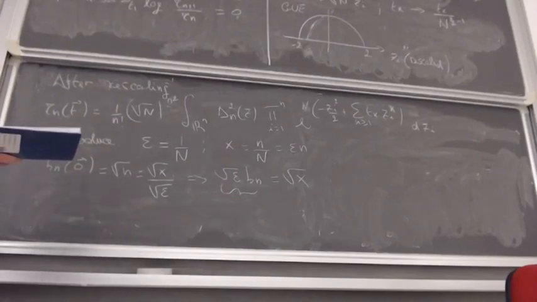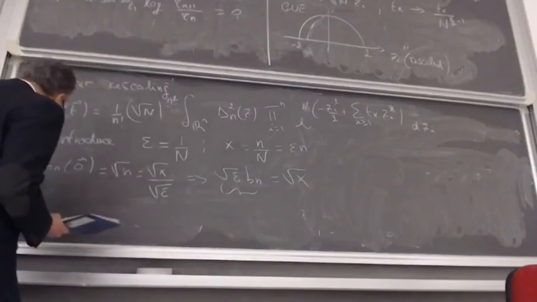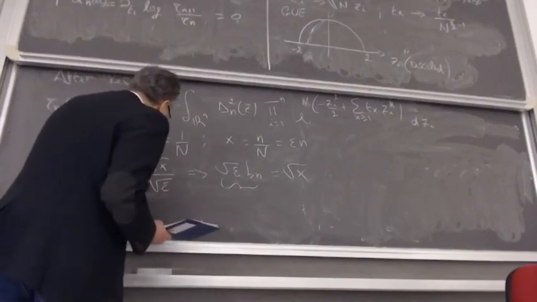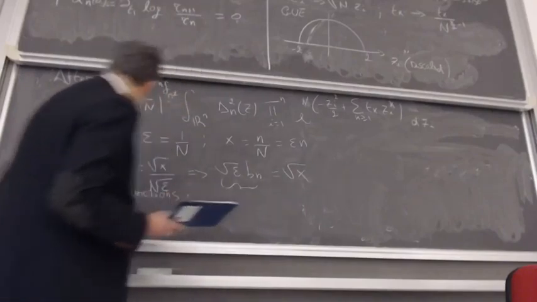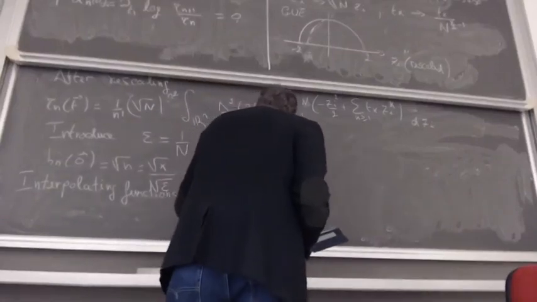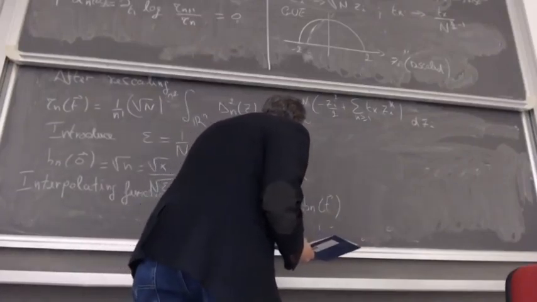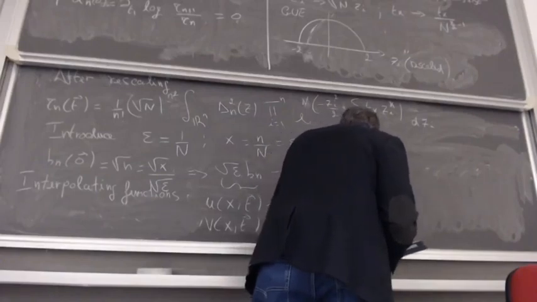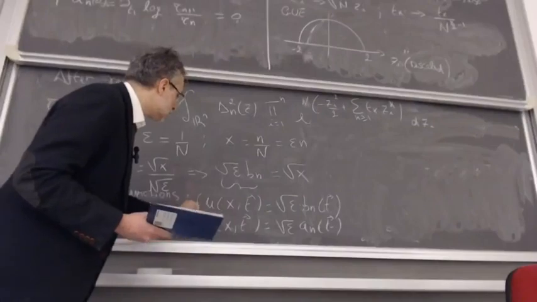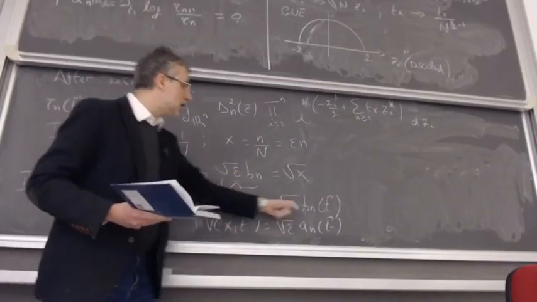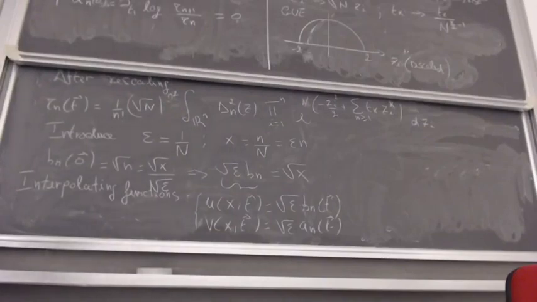And so given this observation, we introduce the interpolating functions. The interpolating functions are defined as u of x and t equal to the square root of epsilon Bn of t, and v of x and t equal to the square root of epsilon an of t. I define these interpolating functions where essentially if x is equal to small n over capital N, I reproduce the actual variables Bn and An. But I can extend it to any other value of x.